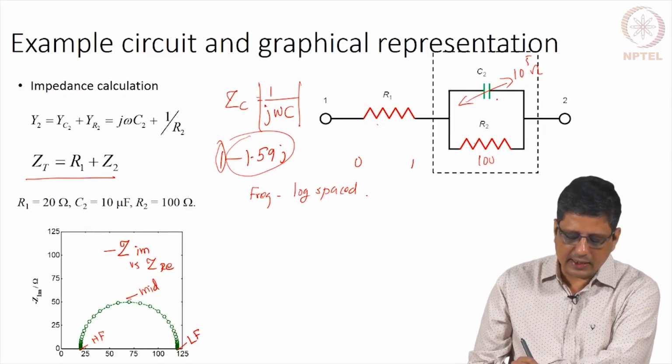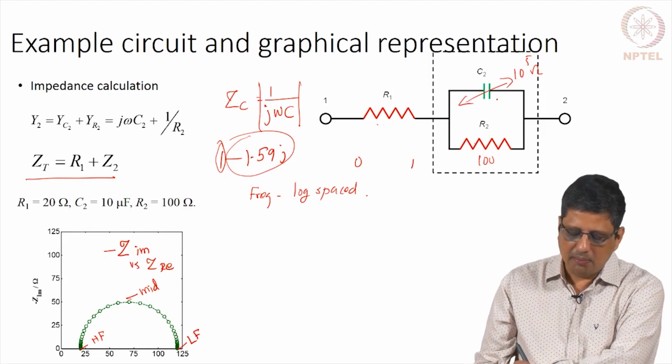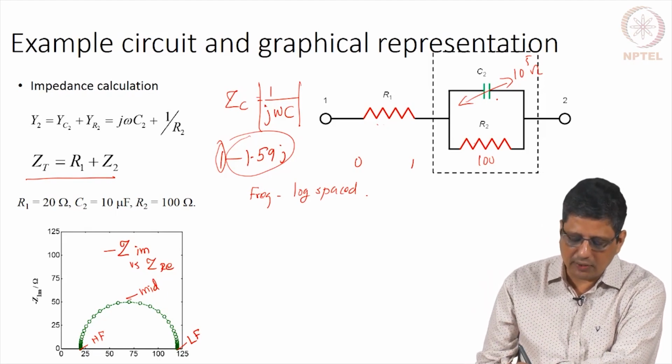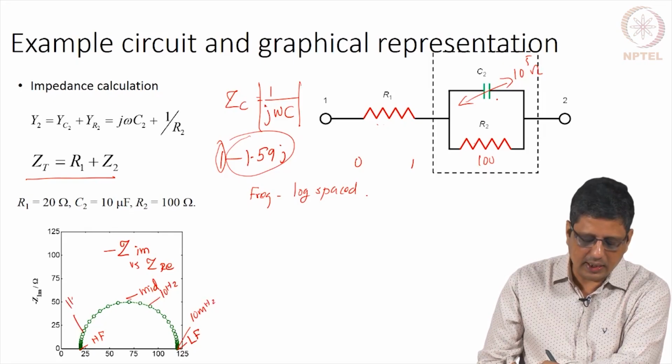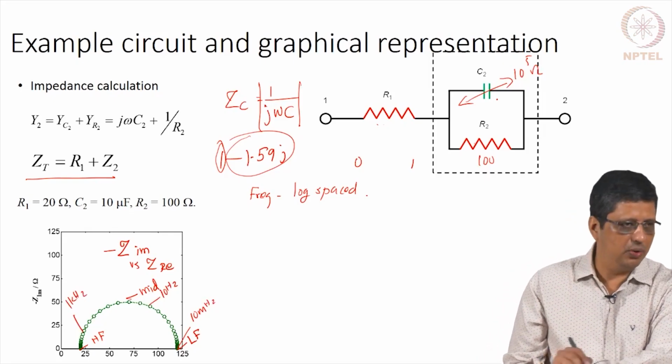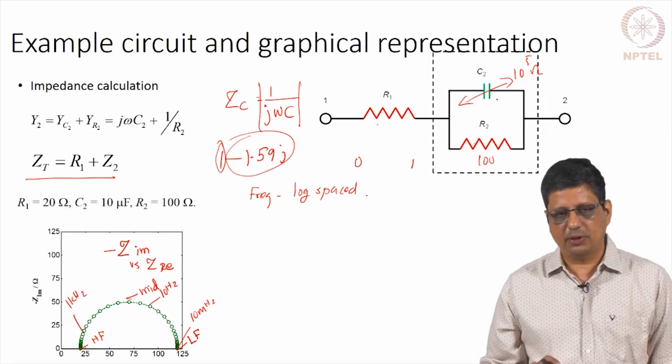Normally when you plot like this, I have not given the frequencies, but when you really want to present the data, you have to mark this and say this is 10 millihertz, this is 10 hertz, this is 1 kilohertz. Few points you have to give, otherwise nobody knows what frequency corresponds to which data.